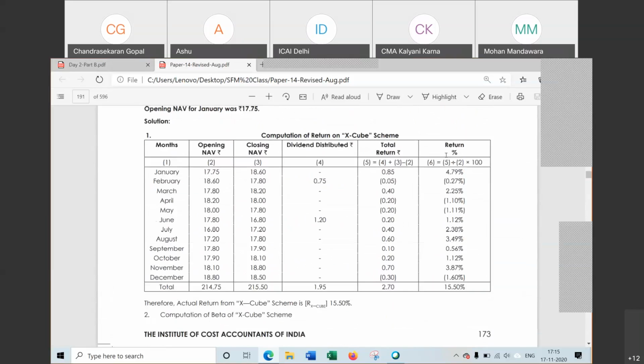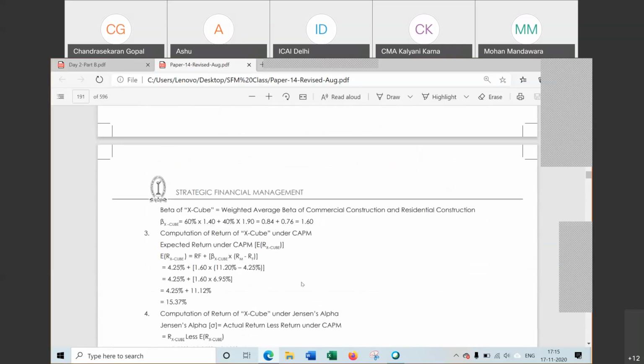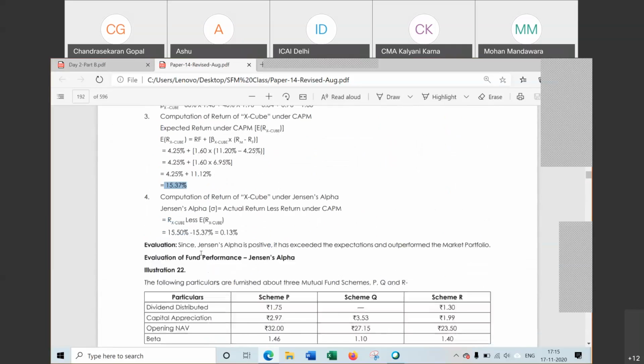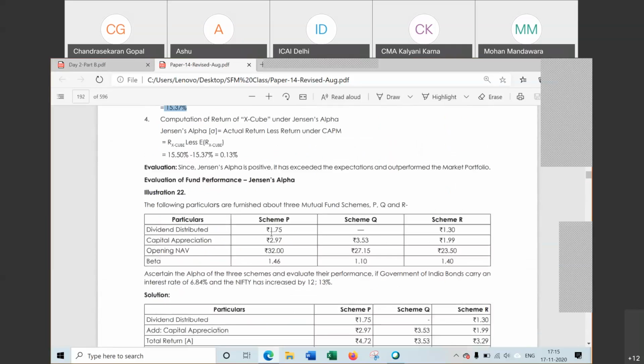Now total actual return is 15.5, CAPM return is 15.37. The difference will be 15.5 minus 15.37. Jensen alpha will be 0.13. So this is Jensen alpha.